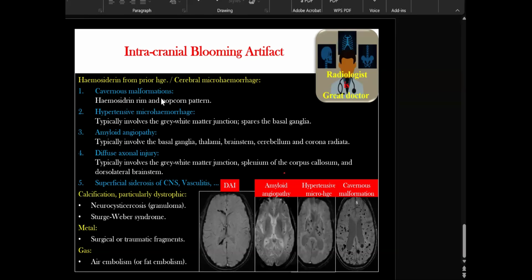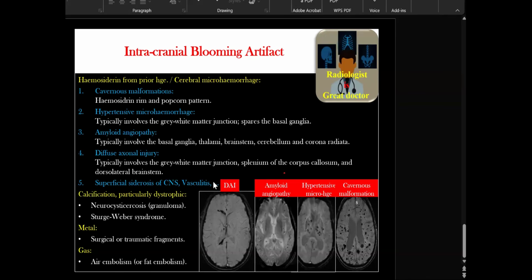Multiple cavernomas: usually the history will be mild, and the age group will be a younger age group. It can be just a focus or multiple foci of hyperdensity on a CT scan. MRI can be helpful if you see a hemosiderin rim or the classic popcorn sign, which may necessitate SWI.